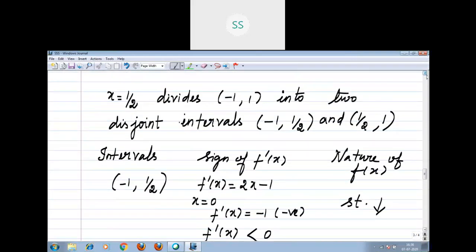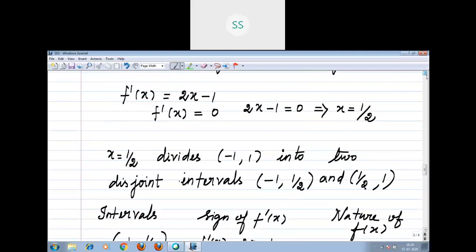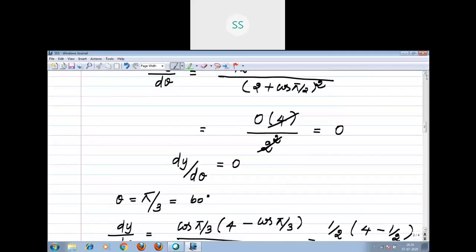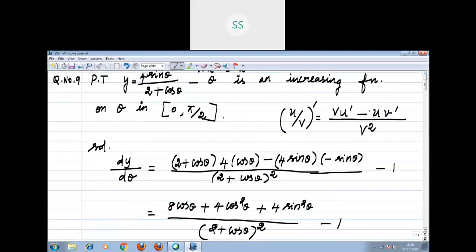Step by step, I will move. You have to listen carefully, then only you can understand, right? See, for dy by d theta, use the u by v concept. V is 2 plus cos theta, u is 4 sin theta. So 2 plus cos theta into 4 cos theta minus 4 sin theta. When you differentiate 2 plus cos theta, you arrive at minus sin theta. When you differentiate minus theta, you will get minus 1.